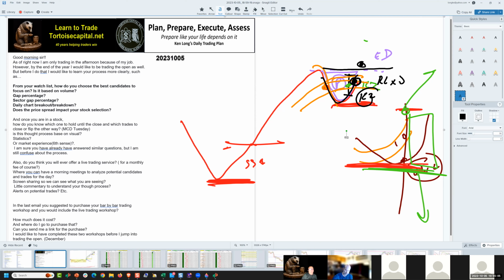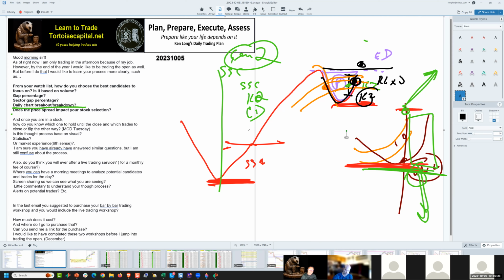So the daily chart breakouts and breakdowns inform decisions of when to get in, when to get out, and whether or not to stop and reverse. And each one of those patterns in generation 2: SSC, Kata 2, collapsing dragon, emerging dragon.